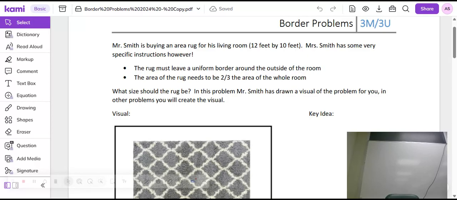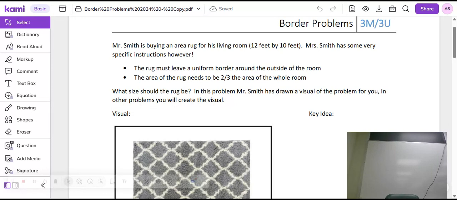So my living room, roughly, is 12 feet by 10 feet. I just chose nice round numbers. I think it might be a little bit bigger than that, but we're just making the numbers nice and manageable to work with. But not any area rug will do.